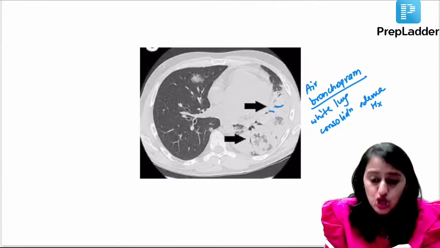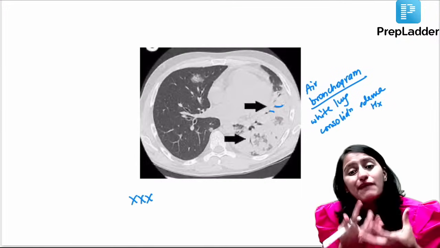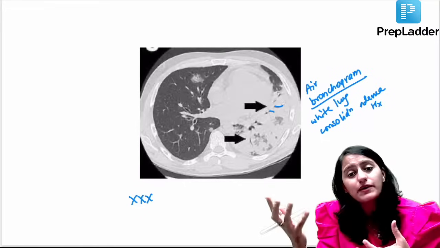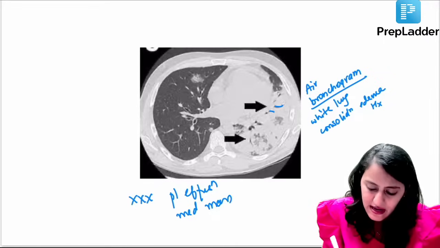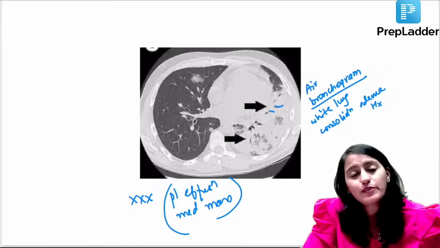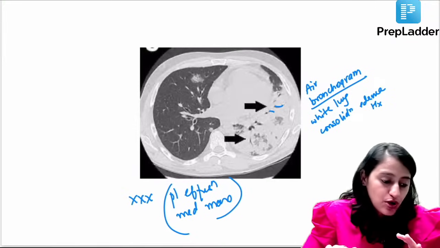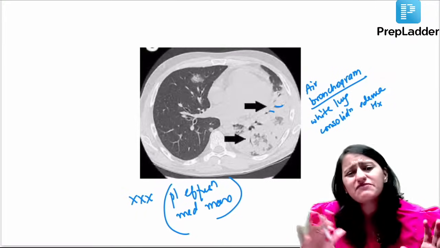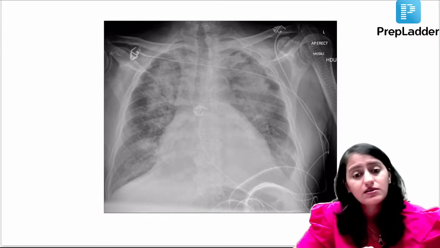Where will it not be seen? This is important. It is seen only when the lung parenchyma is becoming white, not something white outside the lung parenchyma. So it is not seen in pleural effusion. It is not seen in mediastinal mass. Please remember this point always. It will not be seen in pleural effusion or mediastinal mass. Very, very important. You can see it in severe interstitial lung disease as well, where the lung is becoming almost white, not in the early one.